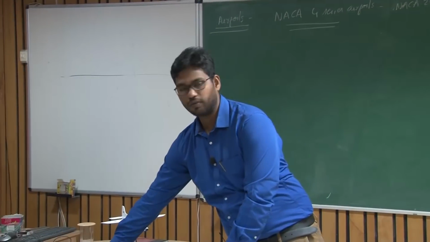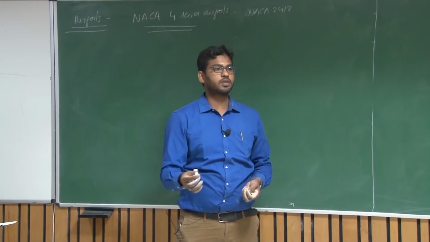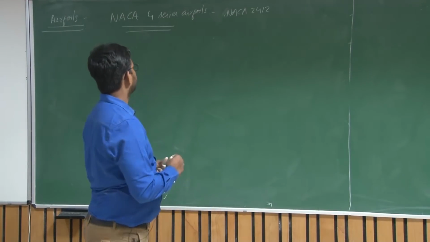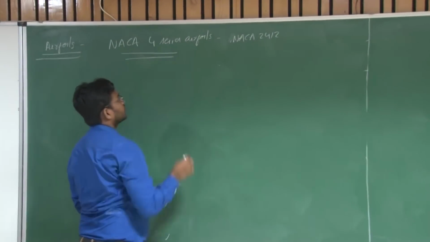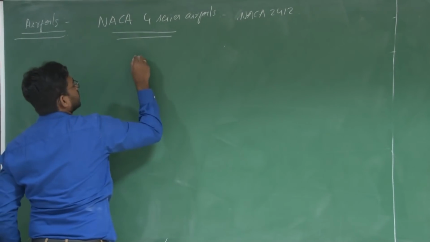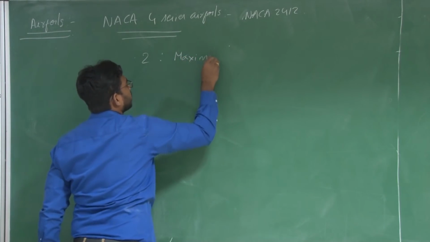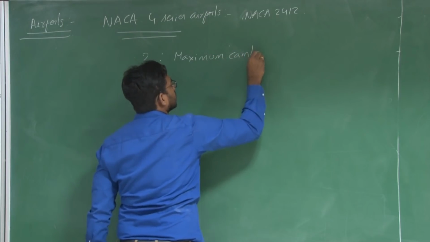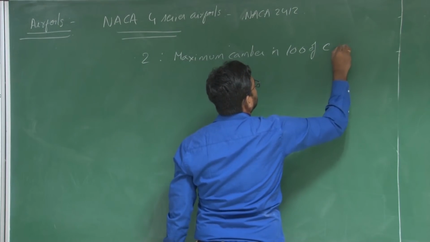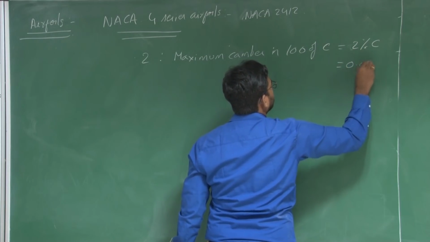To understand the CL alpha of the aerofoil, CD naught of the aerofoil, and CM about the aerodynamic center of the aerofoil, we need to understand the various series that are available. Let us first consider a NACA 4 series aerofoil, which is a famous example, NACA 2412, where the first digit 2 talks about maximum camber in hundreds of chord, that is 2% of chord, or 0.02 C.